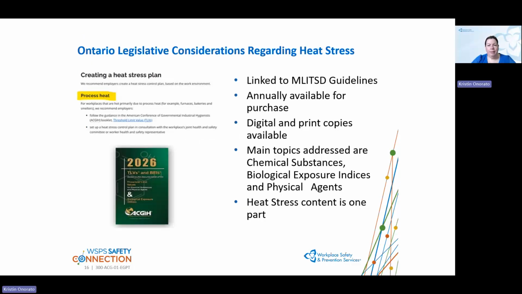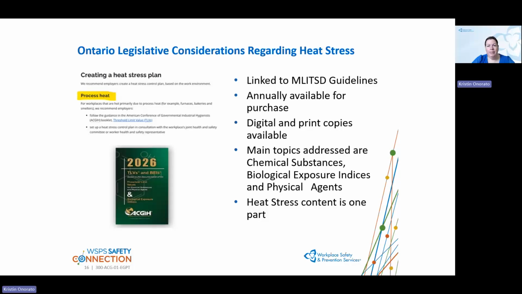Okay, so if you have never seen the ACGIH TLV booklet, this is just a little picture of it here on the bottom. They do put out this booklet every single year. It is purchasable. You can buy it annually if you wish. It doesn't change every year, but again, it is a book that you can purchase annually. And it is linked to the Ministry of Labour guidelines when it comes to those facilities that have a lot of heat related to their process. So there are lots of other things in the TLV booklet around chemical management, exposure to substances, etc. But the heat stress expectations are a part of this TLV booklet.